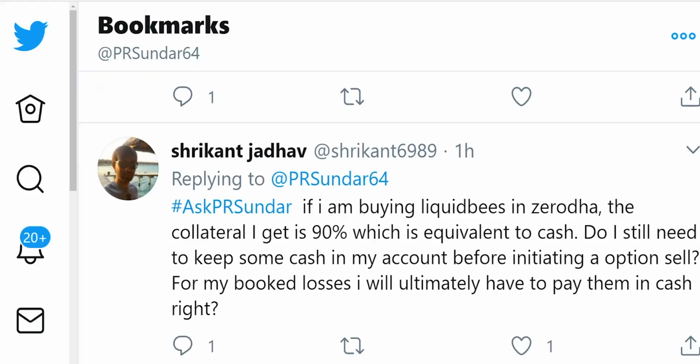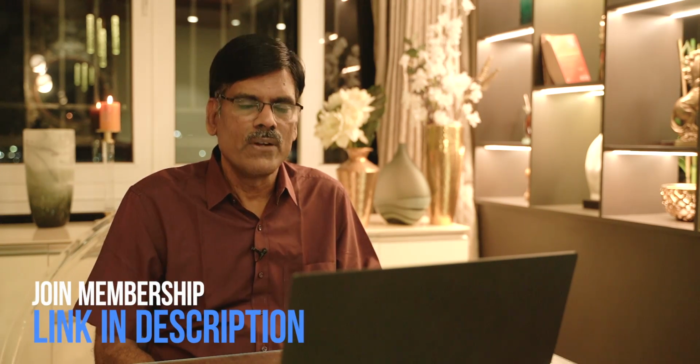Next one is Srikanth. If I am buying liquid BeES in Zerodha, the collateral I get is 90%, which is equivalent to cash. Do I still need to keep some cash in my account before initiating an option sell? For my booked loss, I will ultimately have to pay them in cash. Yes. Number one, if there is any loss, that's a booked loss, you have to pay by cash. Do you need to maintain some cash component? It is not mandatory, but it is always better to keep some cash.